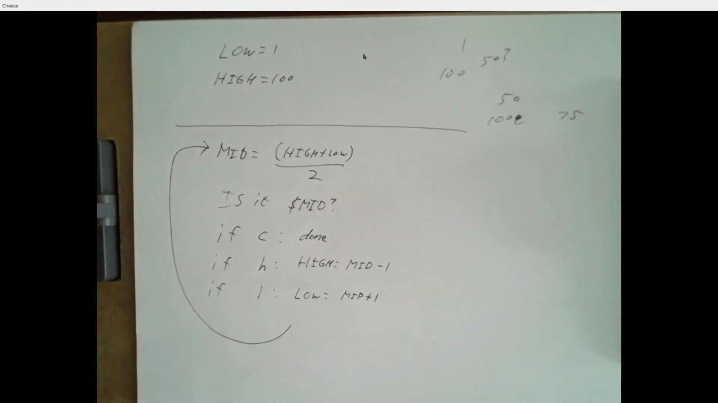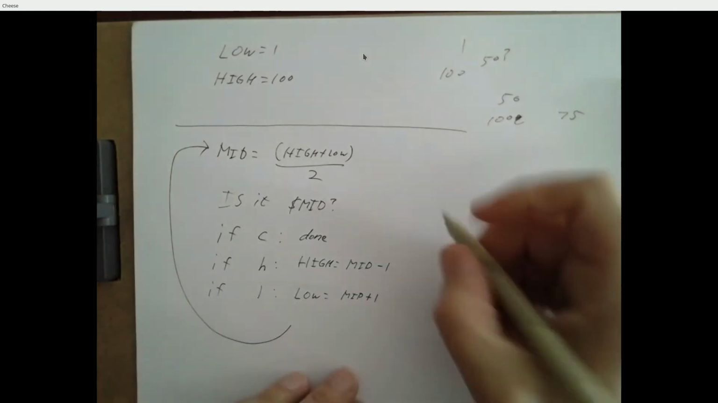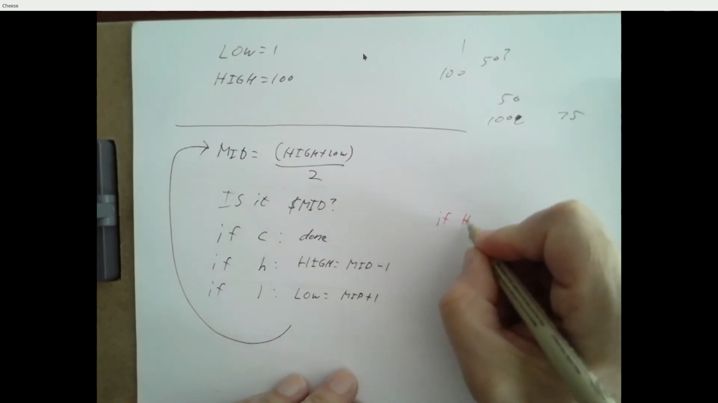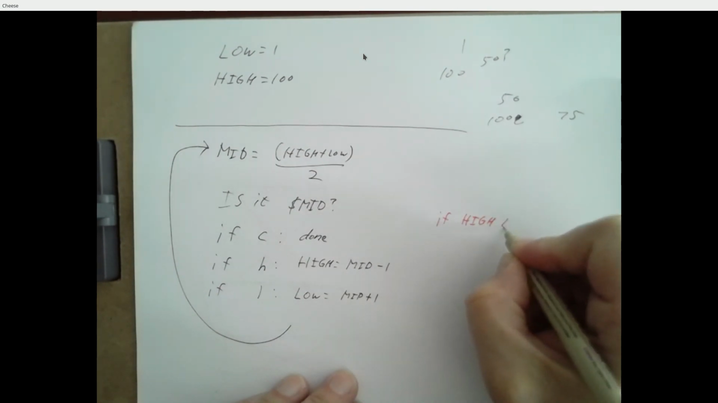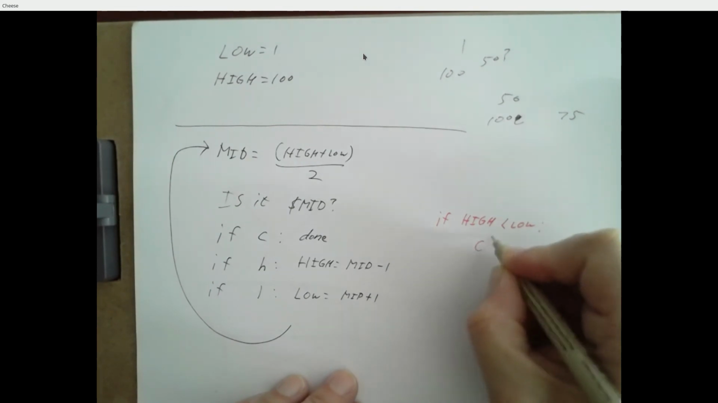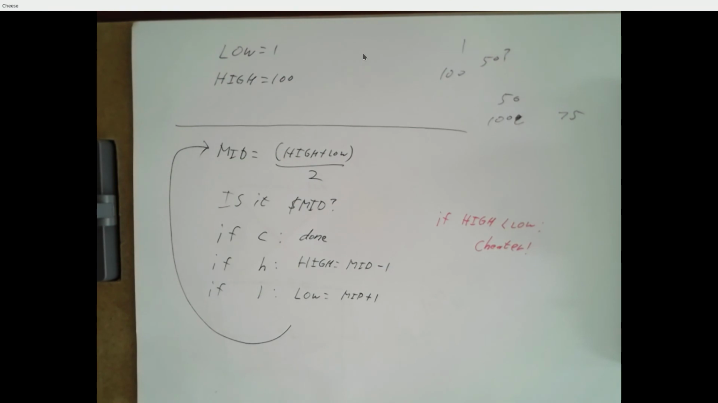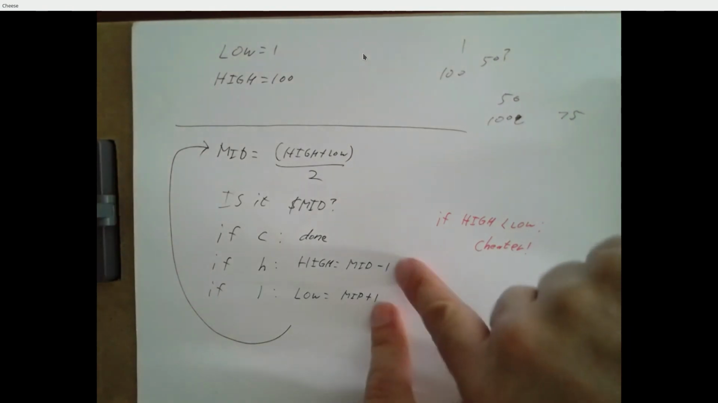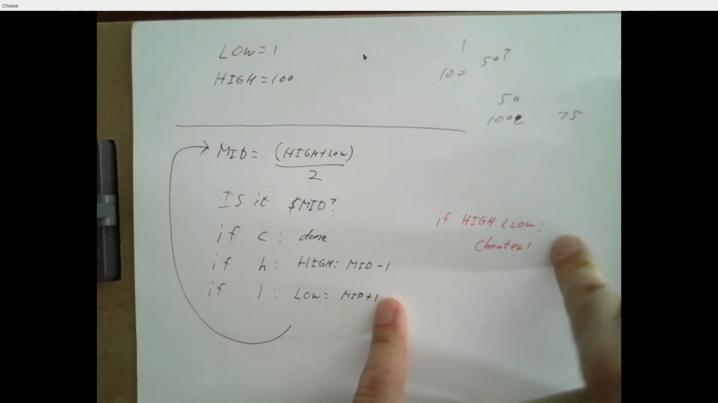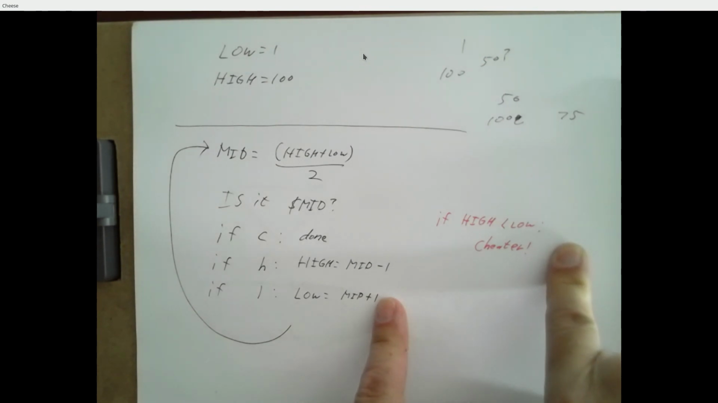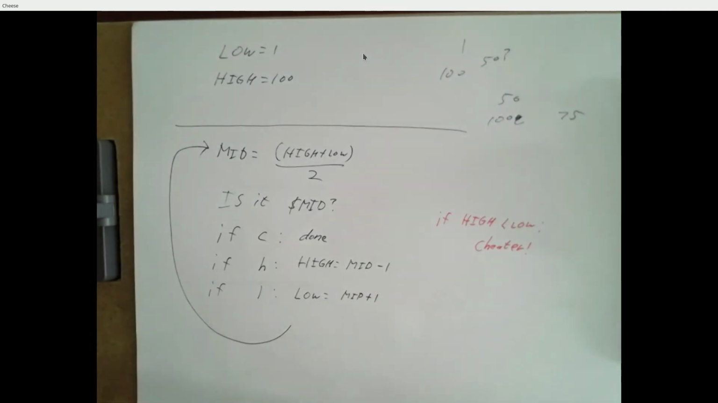Now, what can happen if the person is cheating or forgets their number is that high will end up being less than low. So if high ever ends up being smaller than low, you've detected a problem with their answers. And if you don't do this plus 1 minus 1, this may not happen, or it may take you an extra try to find out. But high should always be bigger than or equal to low. Now it can be equal.